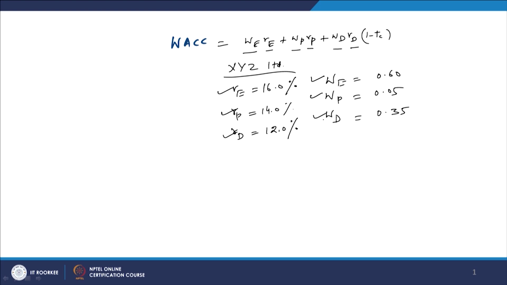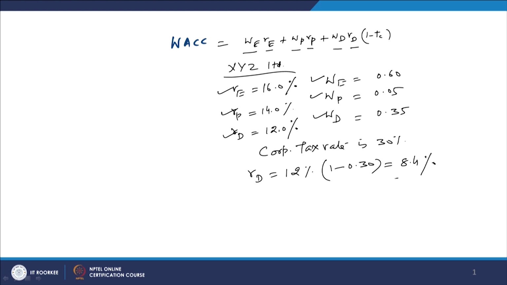Additional information given to us here is that the corporate tax rate is 30%. So, RD, which is 12% at the moment, will finally come down. You have to multiply 12% by 1 minus 30%, and effectively this works out as 8.4%.